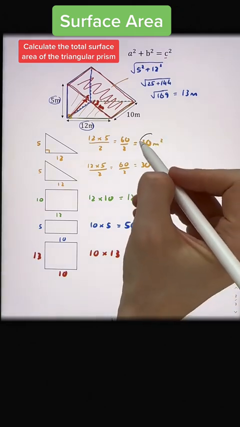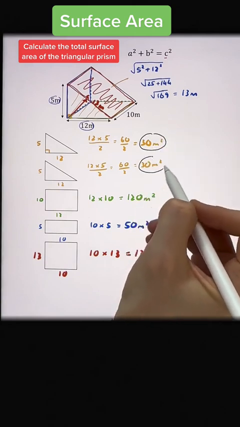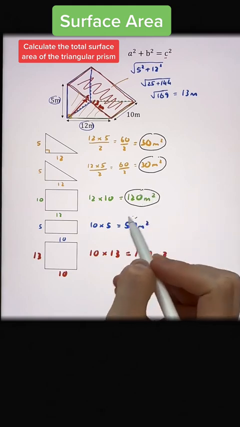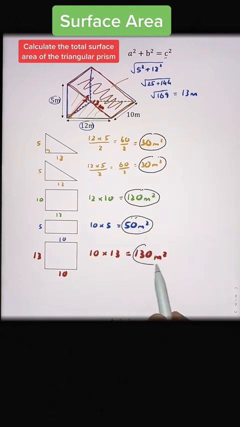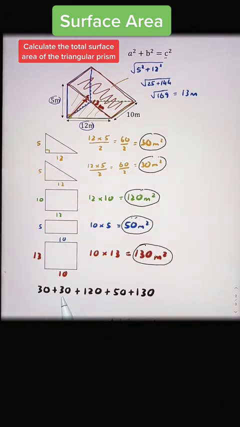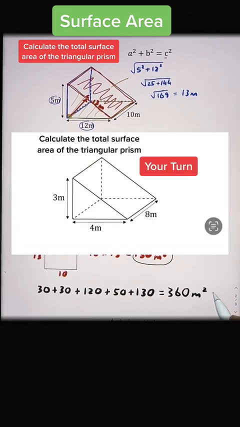As I want the total surface area, I'm now going to add up the area of the 5 faces. 30 add 30 is 60, 60 add 120 is 180, 180 add 50 is 230, and 230 add 130 gives us a total surface area of 360 meters squared. Your turn.